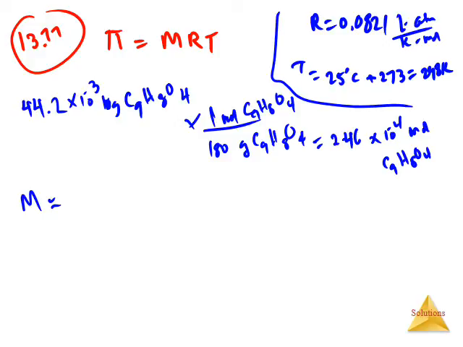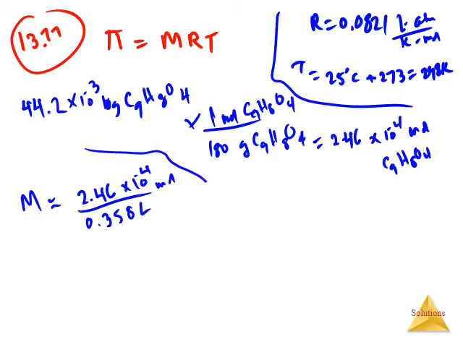So let's have the number of moles of aspirin on the top. 2.46 times 10 to the negative 4 moles of aspirin, divided by the volume, 0.358 liter. So that's mole, this is liter. So that gives you moles per liter. And that value is 6.87 times 10 to the negative 4. So molarity is 6.87 times 10 to the negative 4.